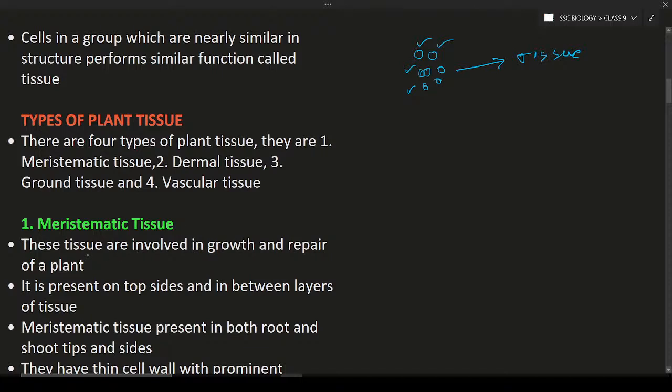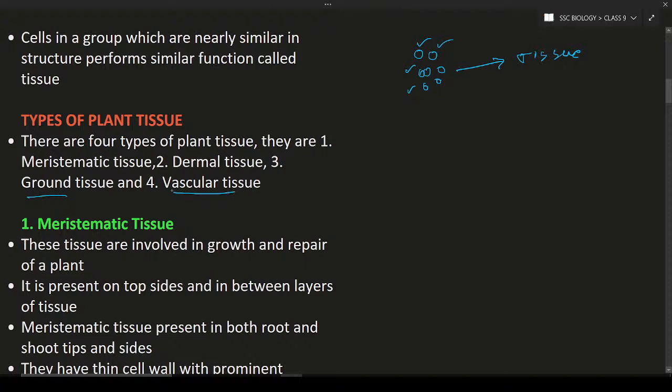Here we are talking about the meristematic tissue. The plant has different types of tissue. What are they? The first type is meristematic tissue. The second one is dermal tissue. The third one is ground tissue. The fourth one is vascular tissue. So these are the types of tissue that you can see.